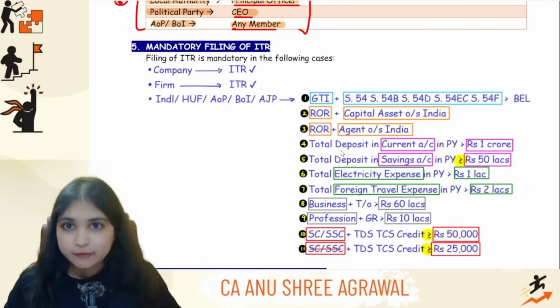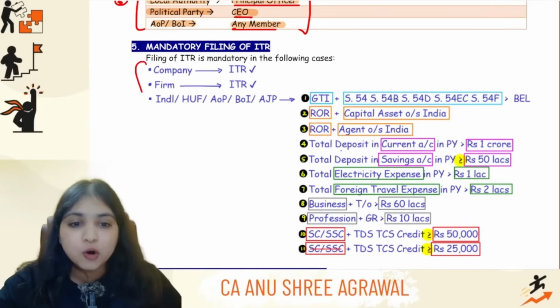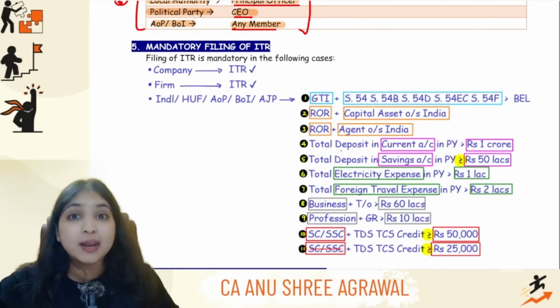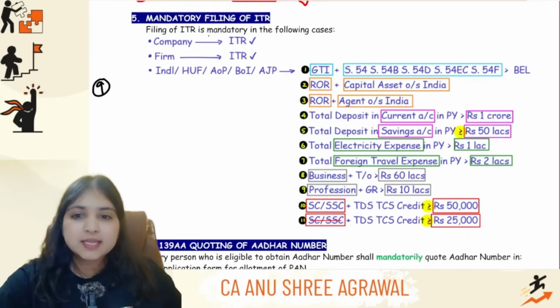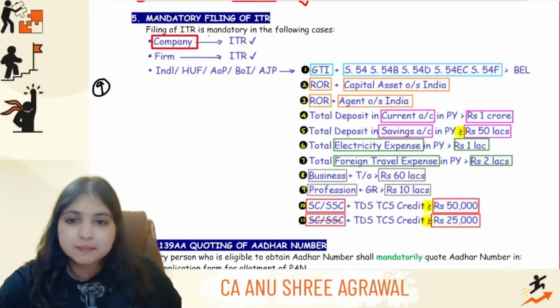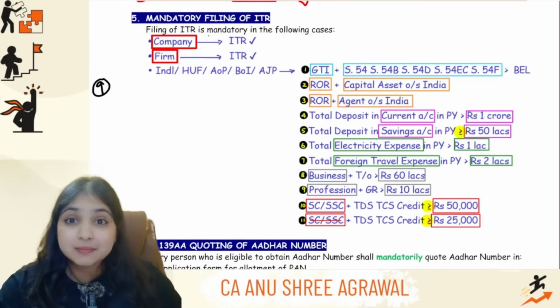Every assessee doesn't have to file ITR. There are certain situations, and only if the assessee falls under any of these situations, only and only then does the assessee have to file ITR. What are the situations? Number 1, if the assessee happens to be a company, every company has to file ITR. If the assessee happens to be a firm, partnership firm or LLP, doesn't matter, every firm will have to file ITR. So every company, every firm, doesn't matter what their income is, has to file ITR every year. It is mandatory.